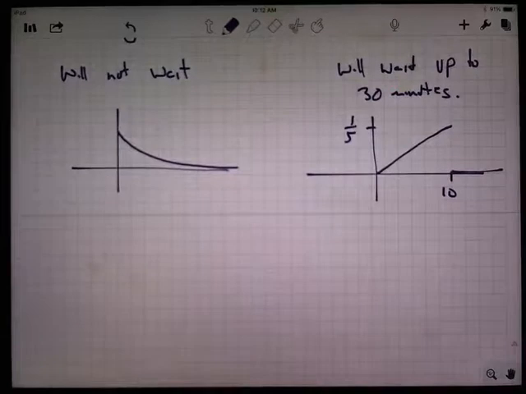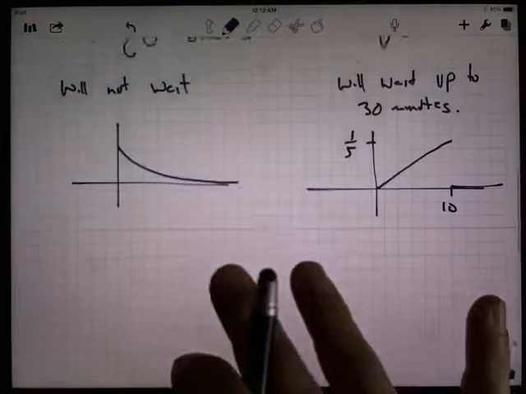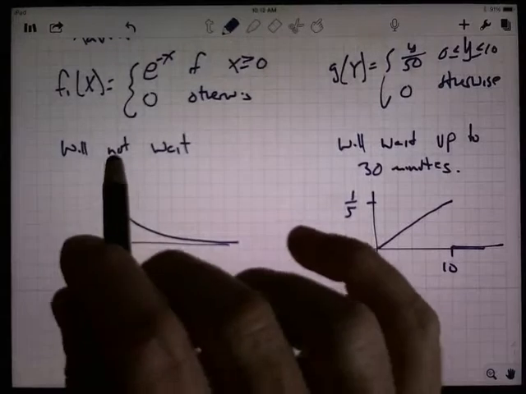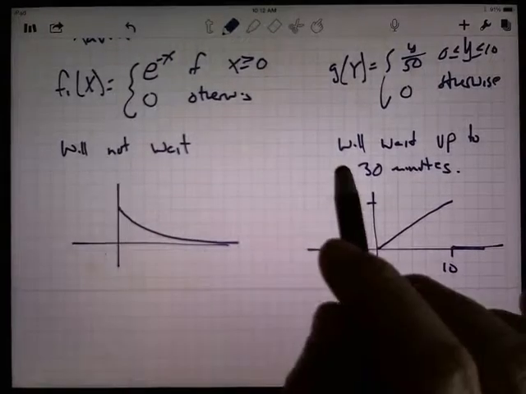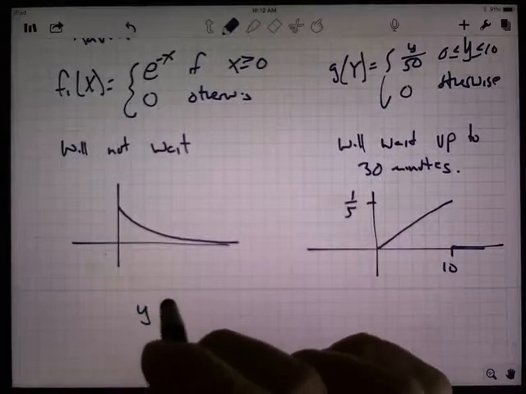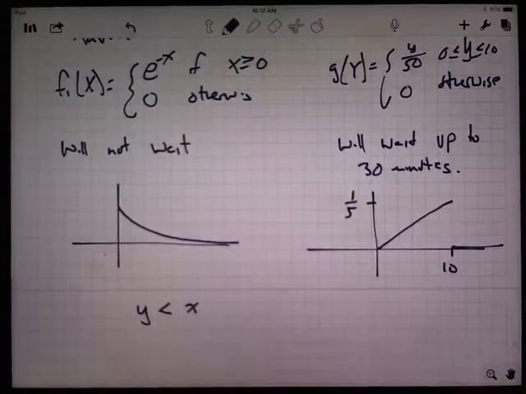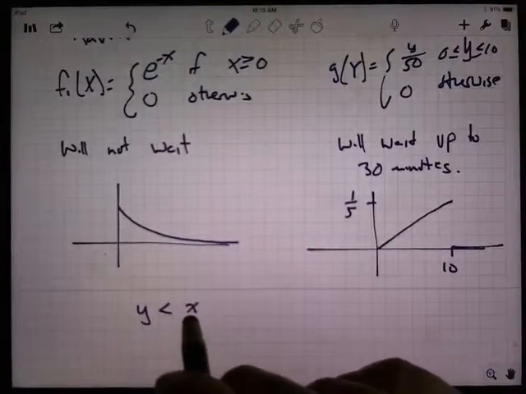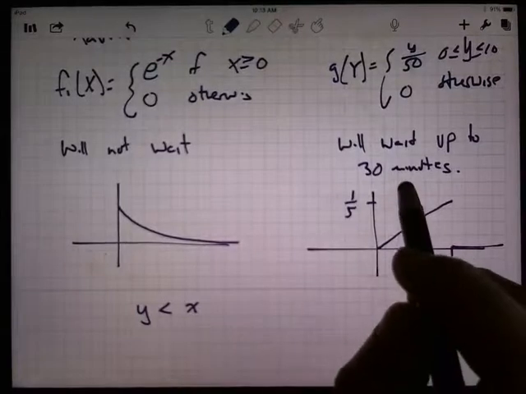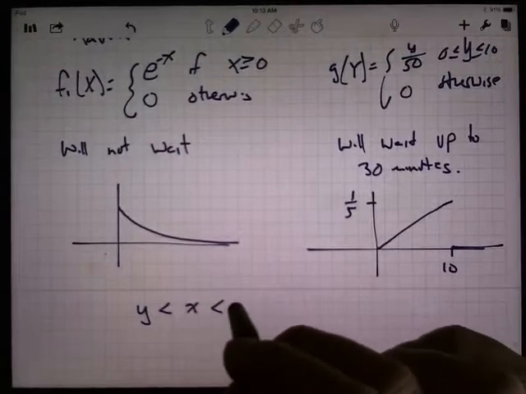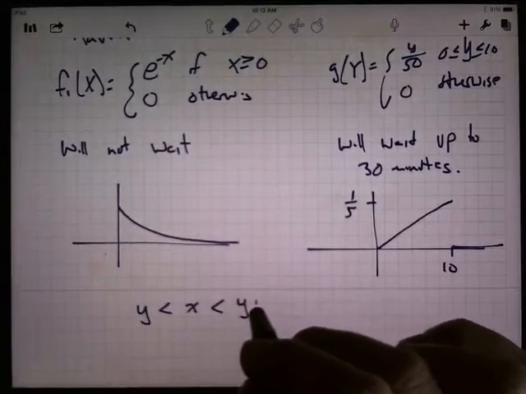Okay. Now, we need to figure out how they'll possibly meet. Xavier won't wait, so Yolanda has to get there first. So we know that Yolanda's time has to be earlier than Xavier's time, so y is going to be less than x. On the other hand, x has to be earlier than 30 minutes after Yolanda gets there, so x has got to be less than y plus 30.